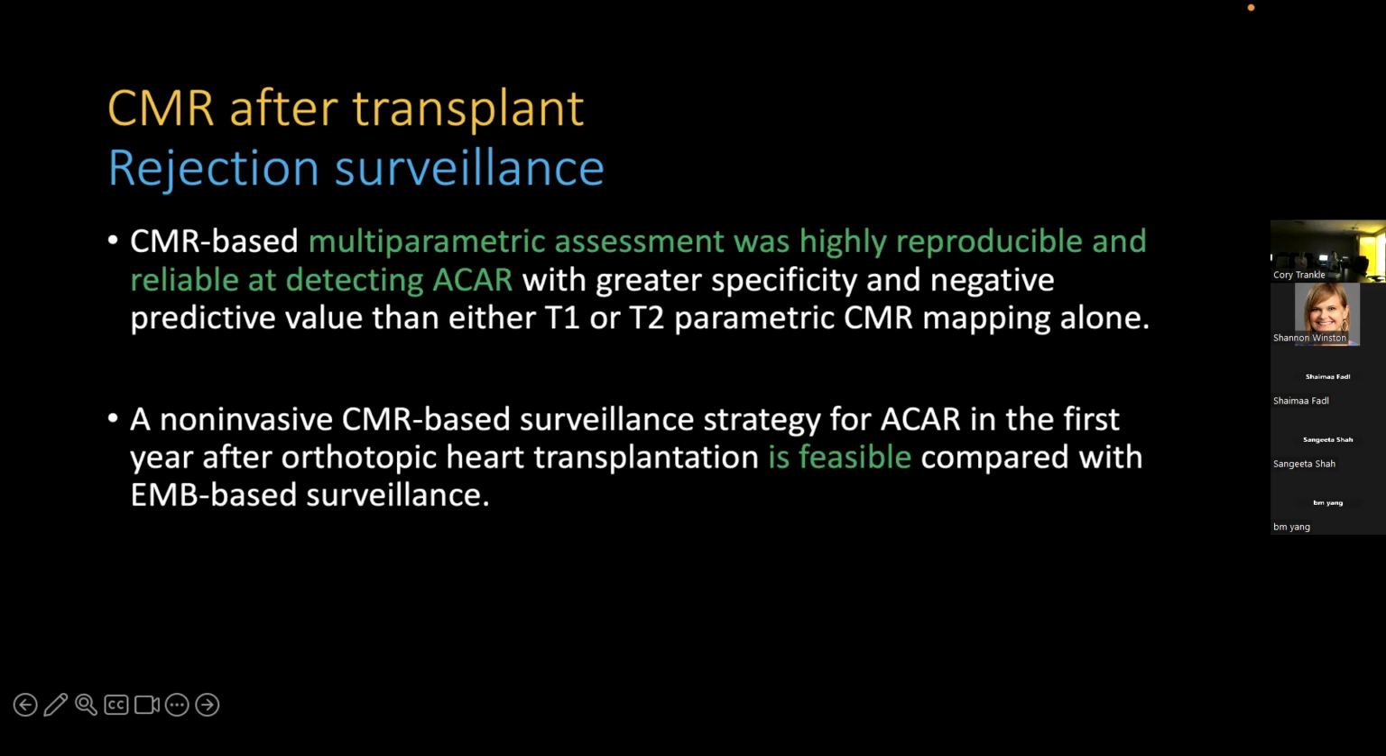But they concluded that the use of multiparametric assessment, like the T2, the ECV, and the T1 values, has greater specificity and negative predictive value. At least they will not miss the rejection, rather than if you used one parametric value alone, like T1 alone or T2 alone. And they suggested that non-invasive cardiac MRI surveillance in acute cellular rejection in the first year is feasible, compared to endomyocardial biopsy-based surveillance. Some of the patients will need like 10 endomyocardial biopsies in the first year.